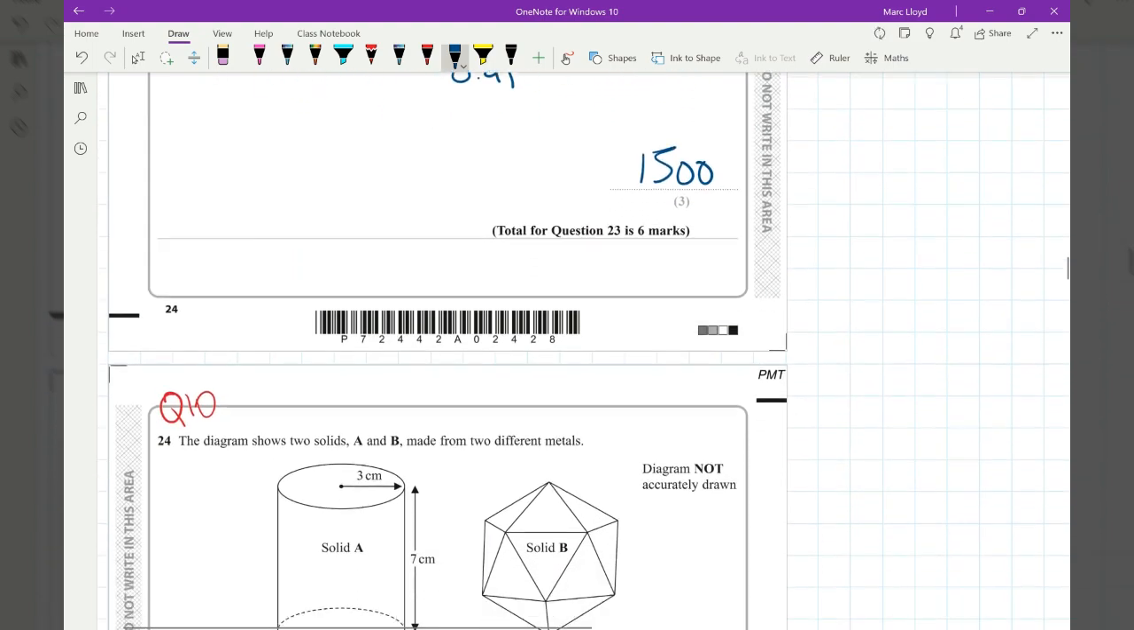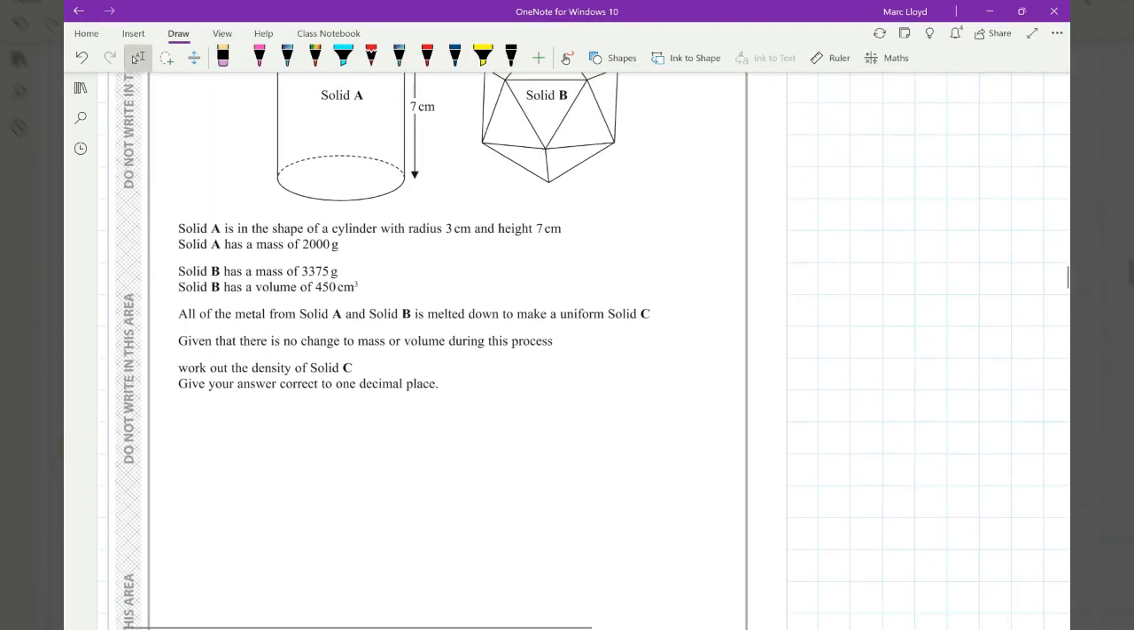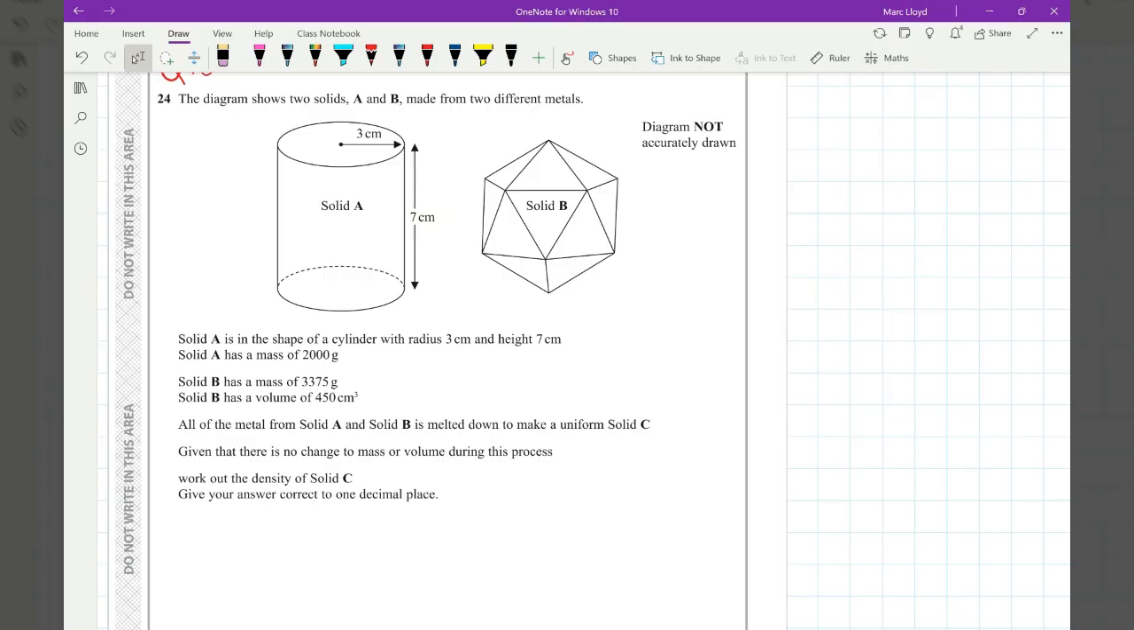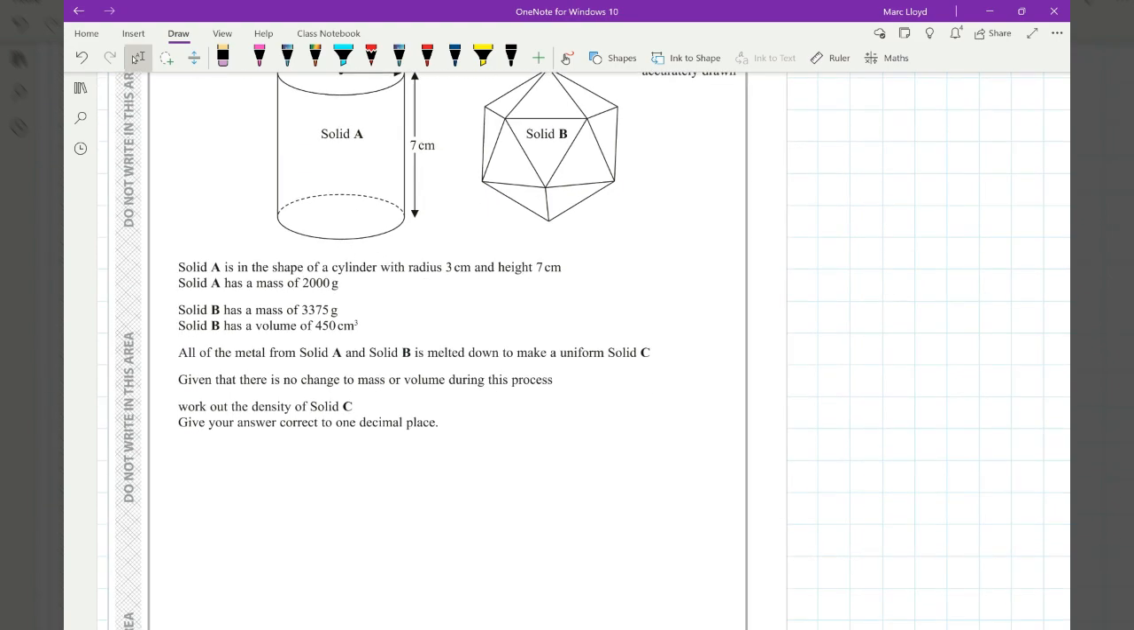Okay. Question 10, not the last one. This is question 11. Oh, it's horrible. Okay. Diagram shows 2 solids, A and B, made from 2 different materials, 2 different metals. A is the shape of a cylinder. B has mass, has volume. All of the metal from solid A and B are melted down basically to make a uniform solid C. Given that there's no change to the mass or the volume during the process, work out the density.